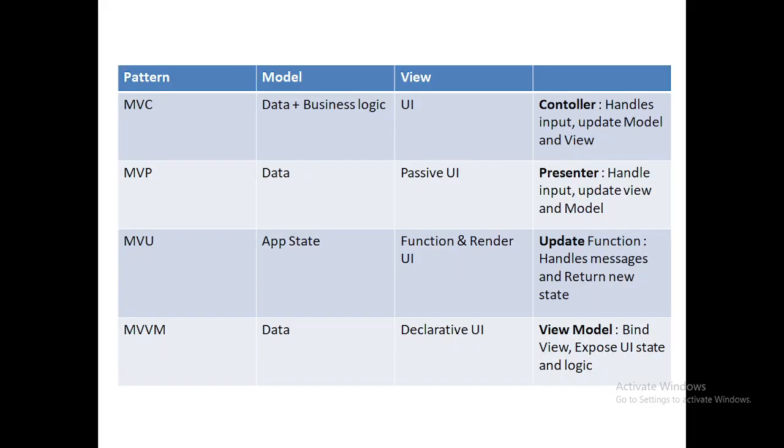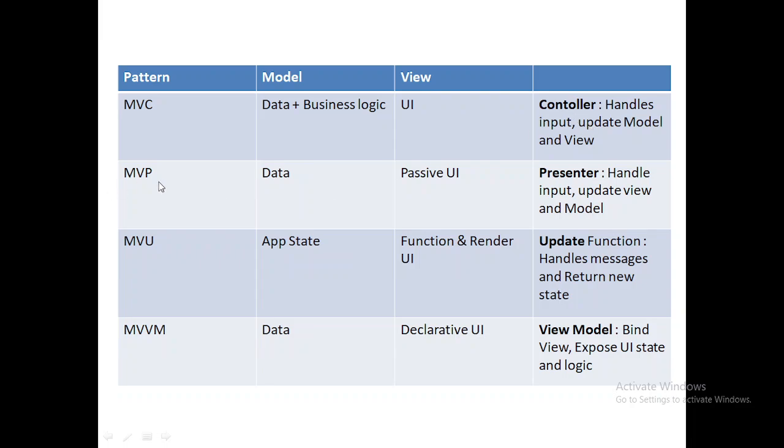Okay, so here I am trying to explain, in table format, all the different types of software architecture. We just saw model view controller. The model is nothing but the data or business logic, and the view is the user interface. The C stands for controller. The controller handles the input and updates the model and views as well, like an intermediary between the views and the model.